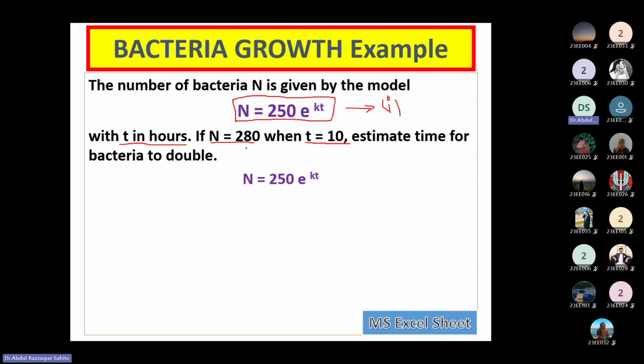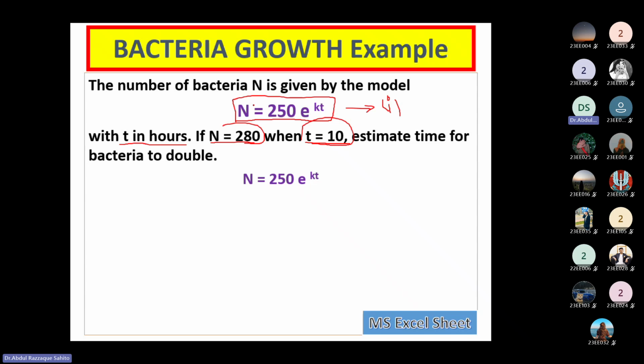Now it asks us to estimate the time when the bacteria becomes double, that is, N becomes 500. If we look into equation number 1, we have three unknowns. N is unknown, k is unknown, t is unknown. Here k is the growth rate, t is the time and N is the number of population. But as we have been given the initial condition, a boundary condition, that when the time is 10 hours, then the population is 280.